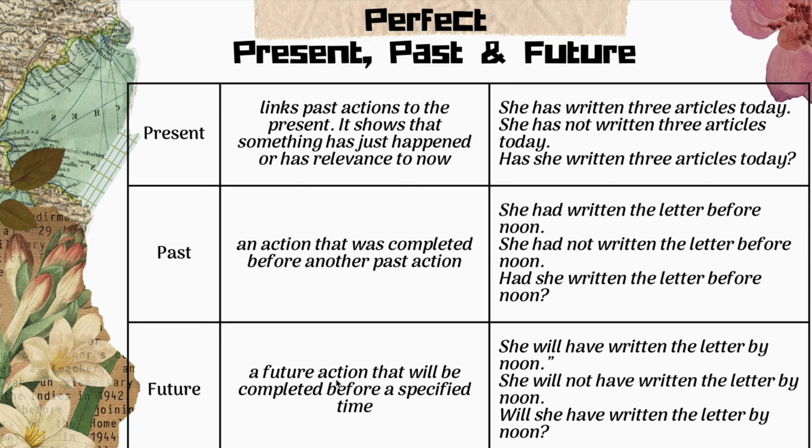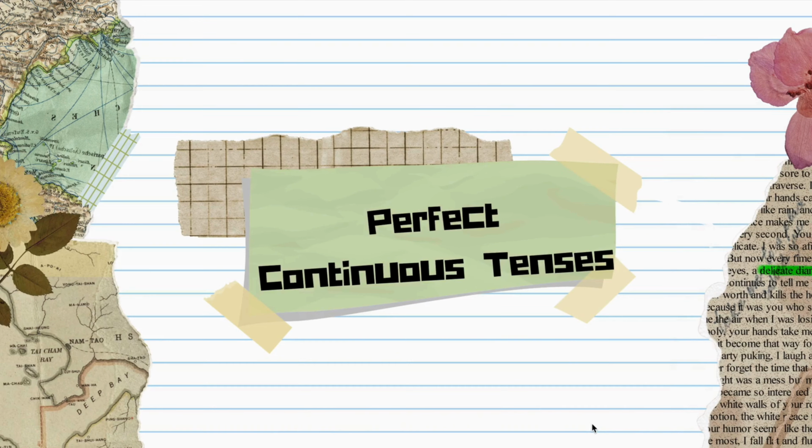Future perfect tense. It refers to a future action that will be completed before a specified time. Like, she will have written the letter by noon. She will not have written the letter by noon. Will she have written the letter by noon? With this, we are moving to perfect continuous tense.